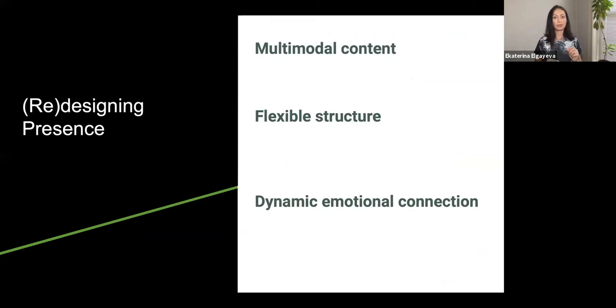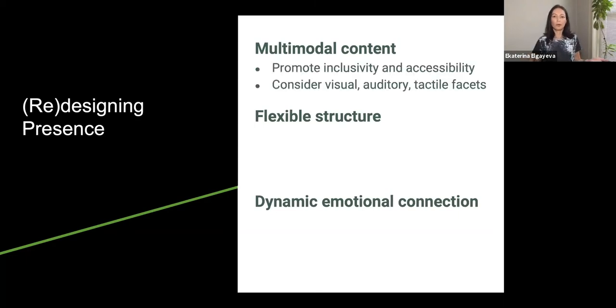I want you to think about infusing a flexible structure into the context of your course, whether, again, it's your LMS or something else that you're using. And I want you to think about, and we're going to talk more about what this actually means, how to create this emotional connection, but I want you to think about how you can best integrate this thing called emotional connection into your course. So multimodal content, what do I mean?